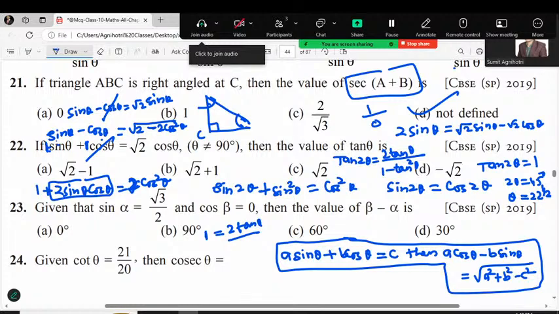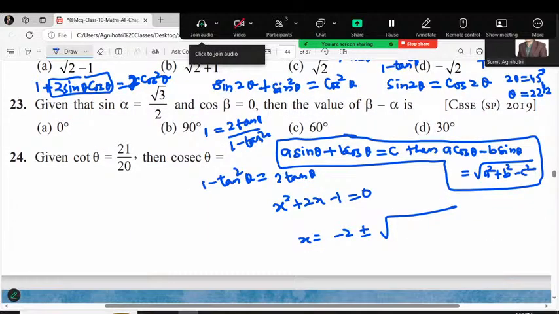Now it is a quadratic you got: 1 minus tan square theta equal to 2 tan theta. You can assume tan theta to be x, and you will be able to develop the quadratic: x square plus 2x minus 1 equal to 0. x is equal to minus b plus minus root b square minus 4ac upon 2a. That becomes minus 2 plus minus 2 root 2 over 2, that is minus 1 plus minus root 2.